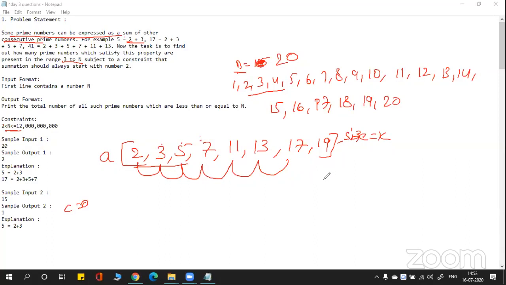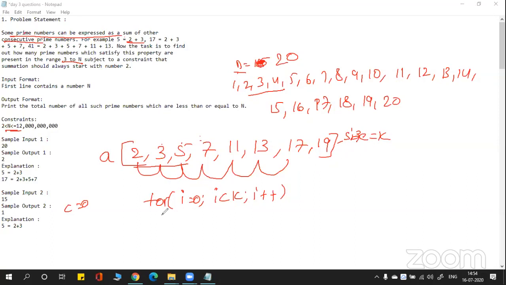If it is a prime number, then increment the count. If it is not a prime number, then don't increment the count. For that purpose, I am writing a loop: for i equal to 0, i less than k, i plus plus. How we are forming this array and how we are getting the size, we'll see. For now, let us assume whatever number they gave, we found all the prime numbers, we are storing them in an array, and we got the size as some k.